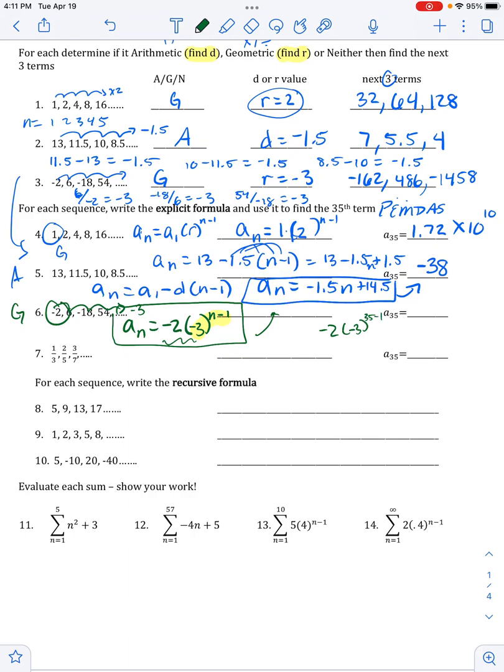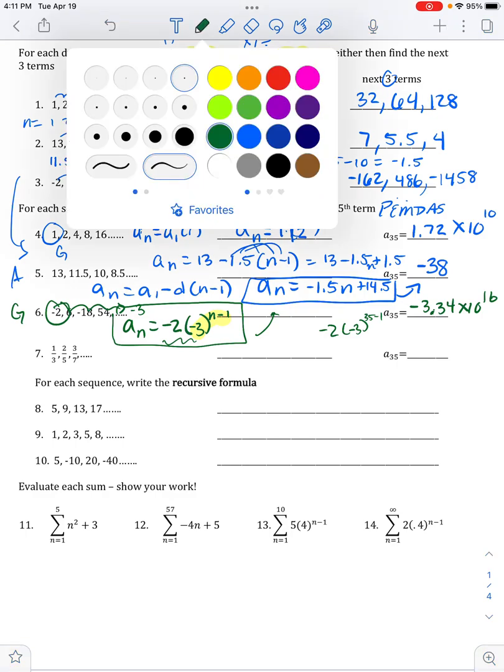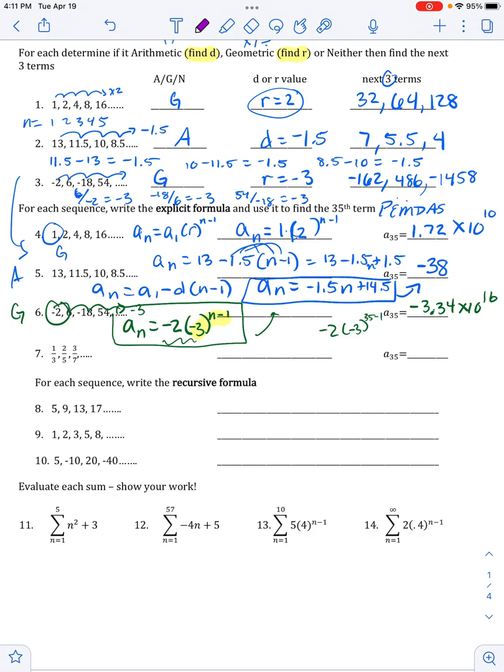So negative 2 in parentheses, negative 3 raised to the 34. I don't like messing with the minus 1 up there. I like to just do it in my brain. And so I got negative 3.34-ish. And then I look and it's times 10 to the 16. Go through this on your calculator. Make sure that you are able to figure that out.